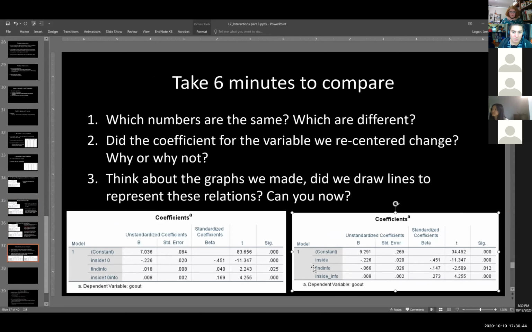So I'm going to set a timer for 7 minutes. Is there a specific reason I chose 10 for this example? I chose 10 because it was not the highest possible score on inside, but it was a pretty high score on inside. And because it was a round number that I could multiply easily in my head. That's the only reason.